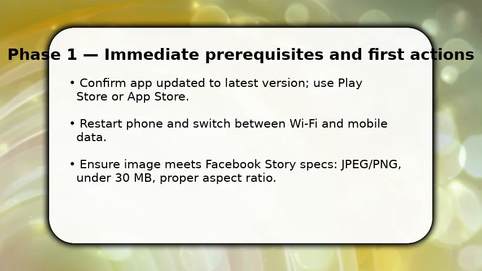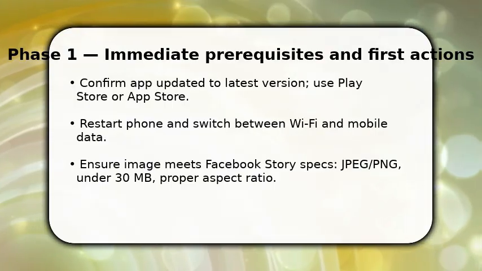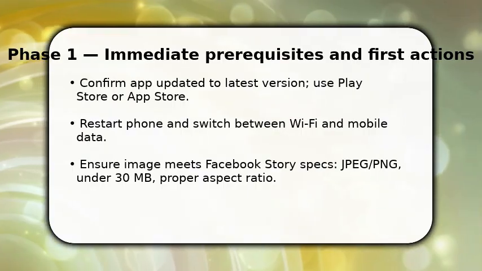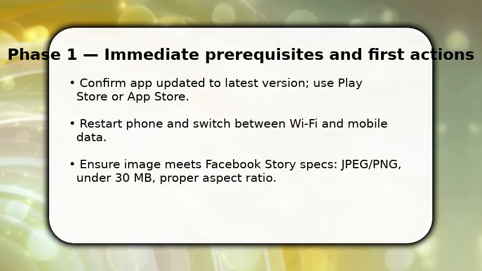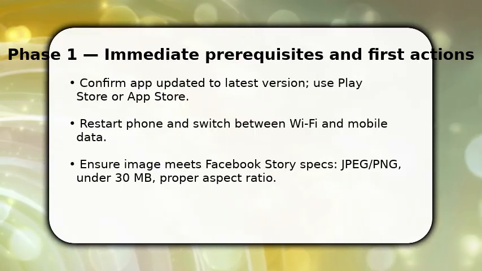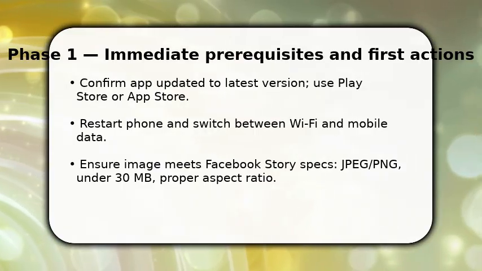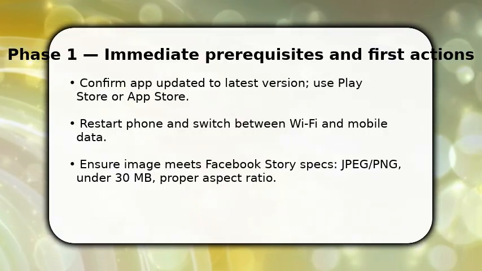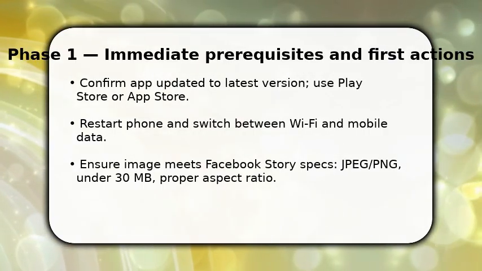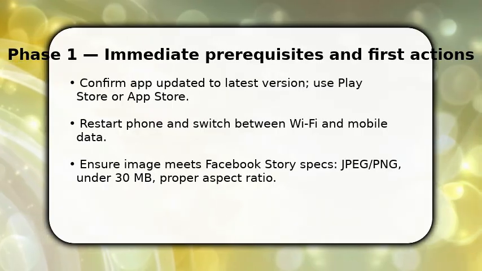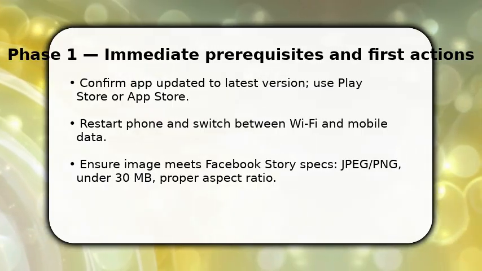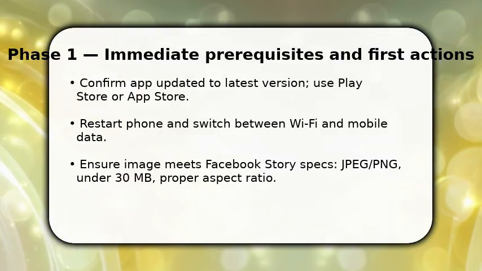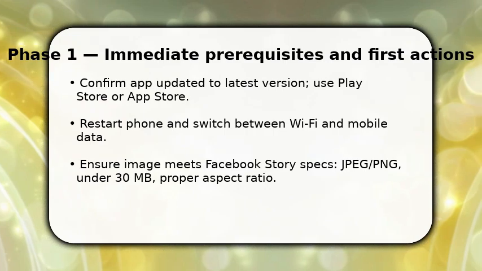You start by confirming essentials. Update the Facebook app now and restart your device to clear transient glitches. Once done, toggle between Wi-Fi and mobile data to rule out network issues because stable upload is critical. Make sure the image file is JPEG or PNG under 30 MB and matches story aspect ratio so Facebook can process it. You do this first because most errors happen from outdated apps, flaky connections, or incompatible files. Fixing these removes common blockers fast.